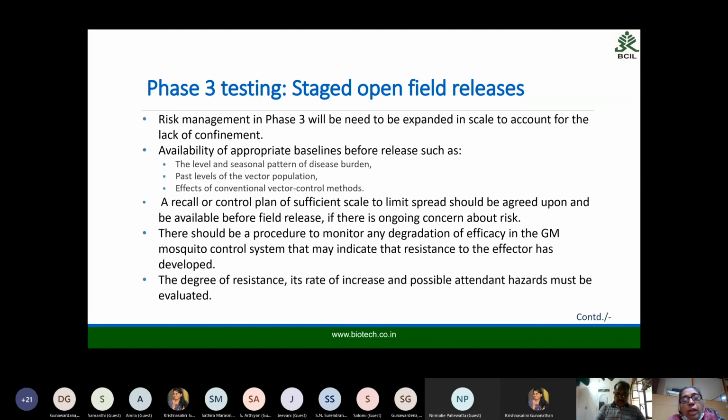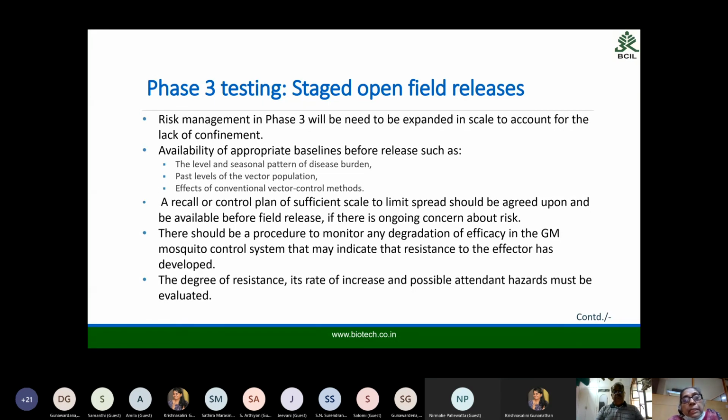Risk management: as you are expanding your trials, moving from a confined field trial to staged open field releases, you have to expand your risk management also to account for the lack of confinement. First you had a physical separation. Please recall what Dr. Tyagi showed, nice pictures of a fully protected lab, and then something in the open in the second stage, but then you are moving further. So your confinement is getting reduced and you are more into the open environment. So risk management will also have to be expanded along with that.